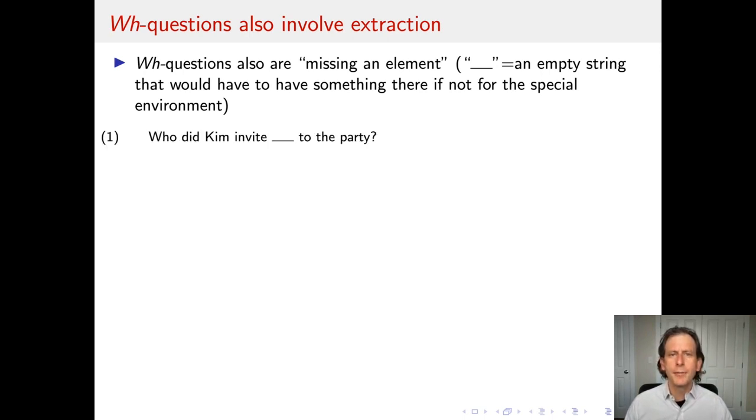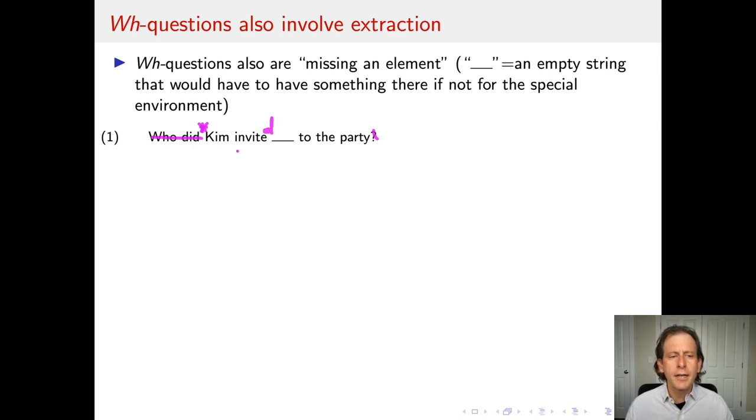Who did Kim invite to the party? Perfectly natural sounding sentence. Notice that if I got rid of the who did and I added the D to invite, Kim invited to the party, and made it a period, that would sound off. Okay, so I would put a star on that because it's missing an object. Kim invited to the party. Who did Kim invite? We don't know.